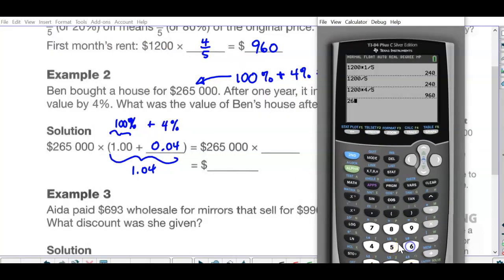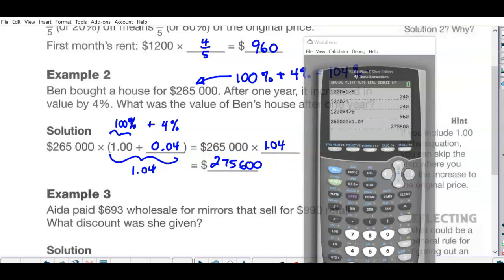So 265,000 times 1.04, so it is worth 275,600. It increased in price, so it should be a bigger value, which it is.